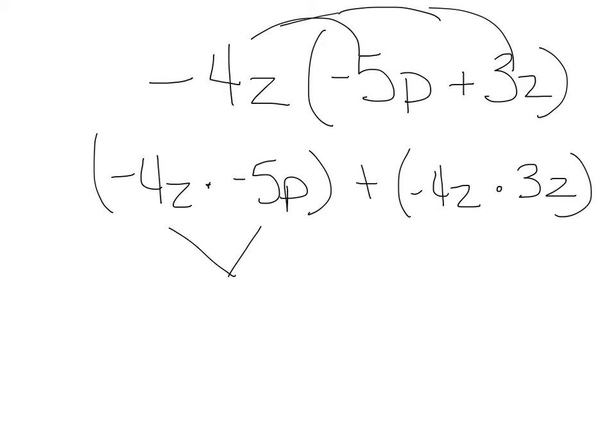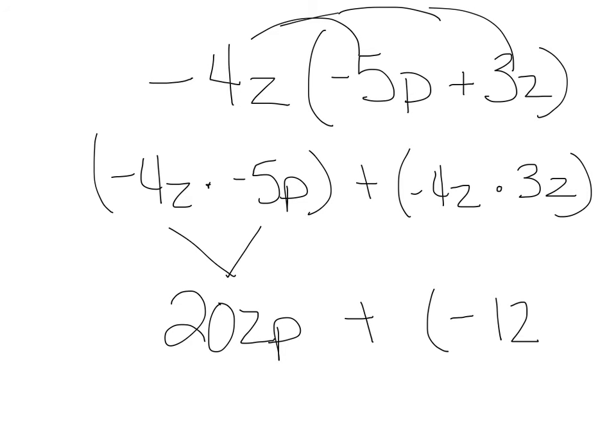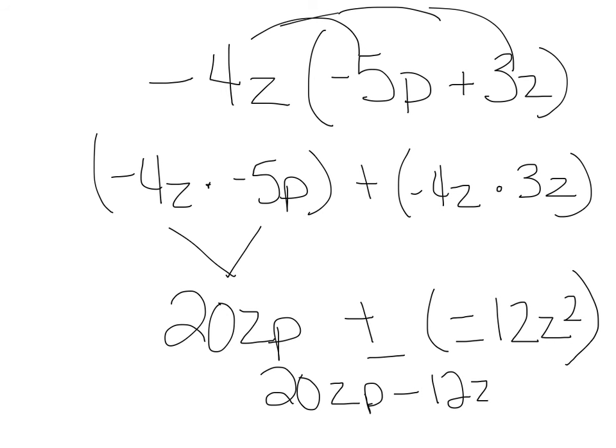Go ahead and combine here. Negative times negative, bad guy leaving town, that's a good thing. So you would have 20zp, and over here you would have a negative times a positive, so this would be plus negative 12z squared, because z times z is z squared. But do we like double signs? I don't think so. Adding a negative is the same thing as taking away. So you should write this as 20zp minus 12z squared.